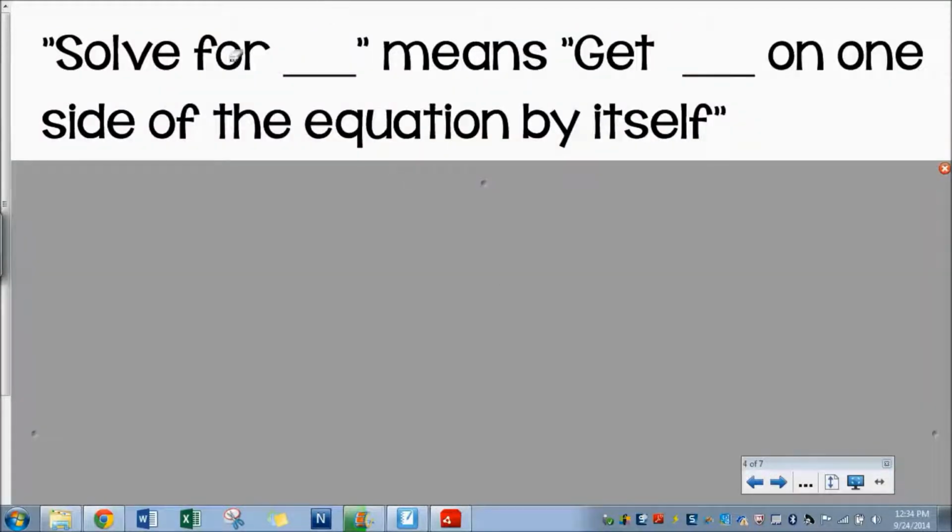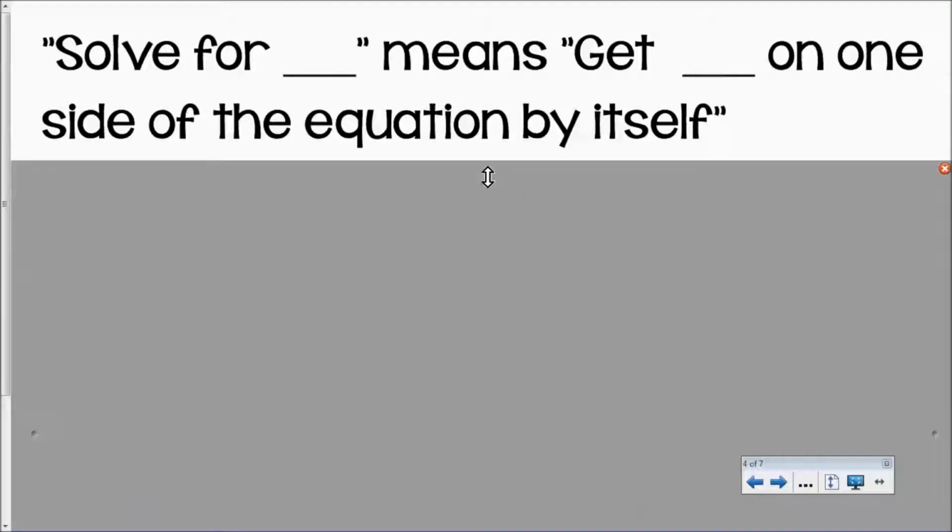So when you see this phrase, solve for, let's say, x, or solve for length, or solve for y, what that means is get whatever variable that was. So if it said solve for y, that means get y on one side of the equation by itself. Remember, when we're saying literal equations, we have 2 or more variables. And so you are confident in your ability to isolate the variable. But the question is, there might be more than one variable, so which variable do you isolate? And it's going to be whichever one it is that you're solving for.